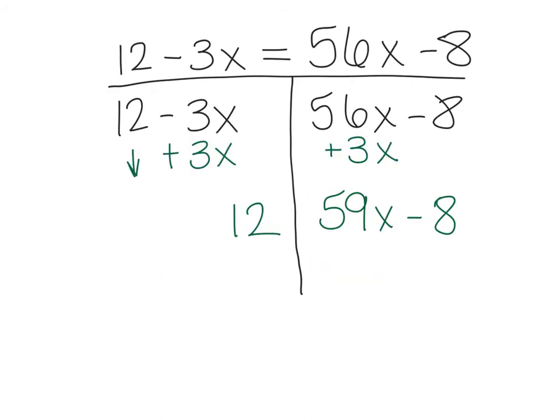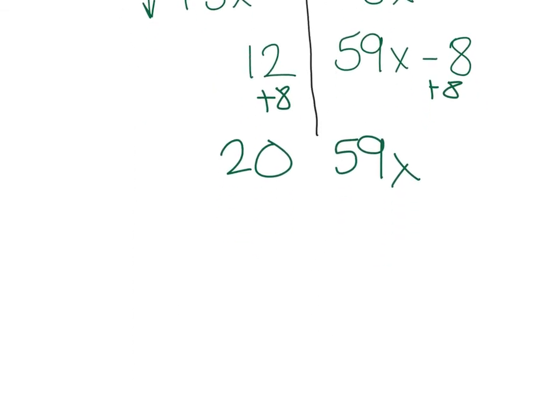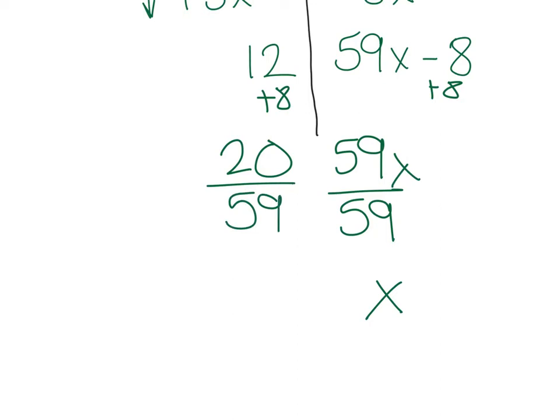Now I'm just about finished. I'm going to add 8 to both sides, and I'm going to have 20 equals 59x. Now my final step is to divide. So I'm going to divide both sides by 59. 59 divided by 59 gives me 1, for x. 20 divided by 59 gives me 20 over 59. I'm finished. 20 over 59 is the solution to this equation.